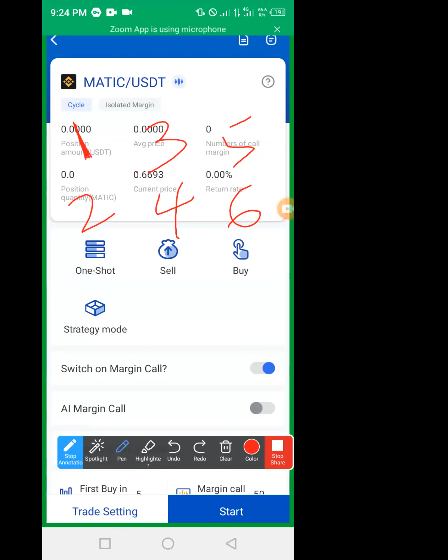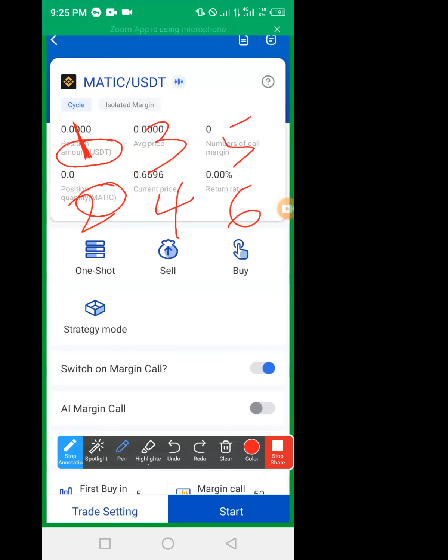So in position amount, the figure you'll be seeing there will be in USDT, or US dollar Tether, a digital dollar. While the figure you'll be seeing in position quantity is the number of that coin that you have bought. If $100 can give you 10 Matic, then in position quantity, you'll be seeing 10. So if you put in 100, you see 100 in position amount and 10 in position quantity. Hoping we have gotten that one.